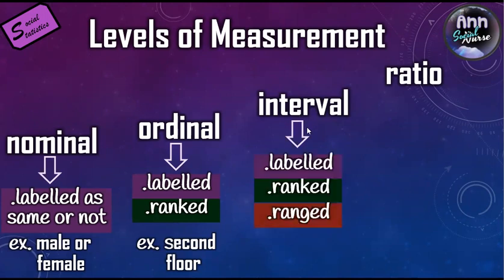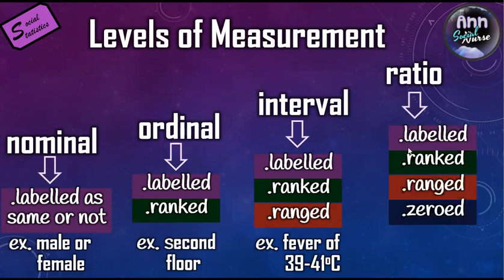Interval is higher than the ordinal, so it shares the characteristics of both. It's labeled, it's ranked, and it has range. For example, a fever of 39 to 41 degrees centigrade range. Ratio, the highest of them all, is labeled, ranked, has range, and zero. There is a true zero point, like the 24-month-old baby, it's about age. So age starts at zero, same as weight and height.